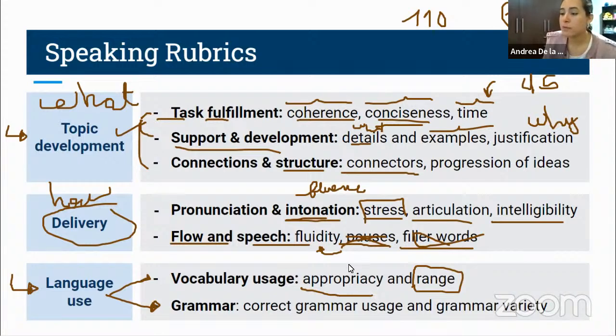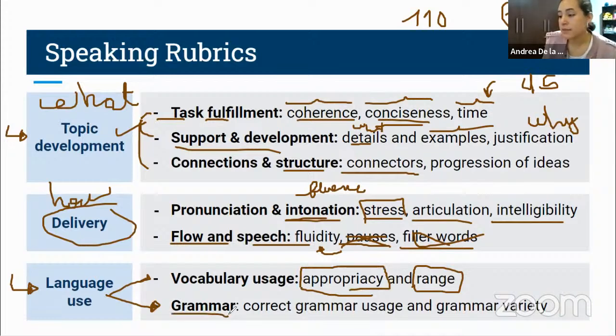So if you're talking about businesses, you can't say people, you need to say customers. You can't say things, you need to say products. If you're talking about relationships, you can't say, so my wife and I, I don't know, ended our relationship. You can't say that. You need to say, my wife and I split up, for example. So you need to use appropriate expressions that show that you have that vocabulary.